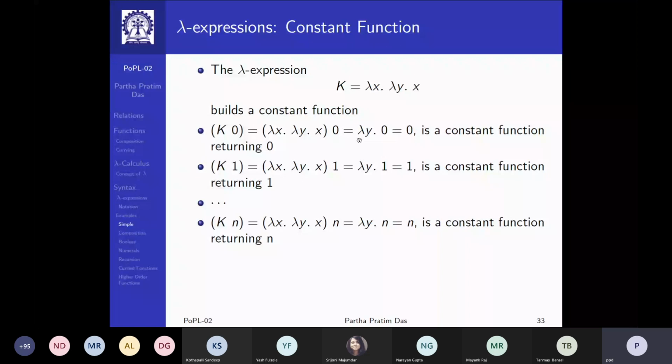You do that for K, apply K onto 1, it gives you 1. Apply it on any numeral, it will give you that numeral. So that's the reason this is called a constant function. And we will again often need to use this function. Okay.